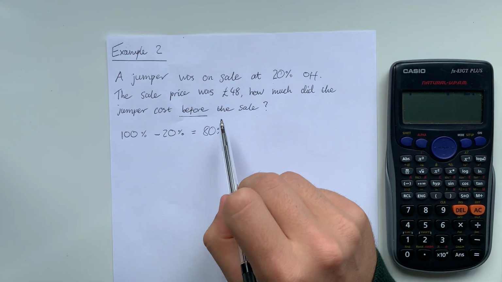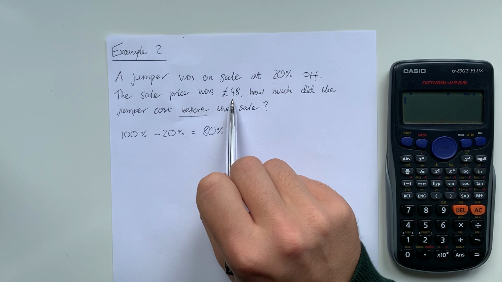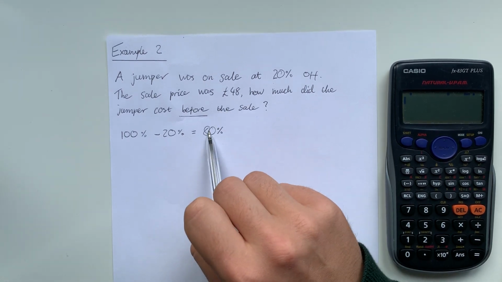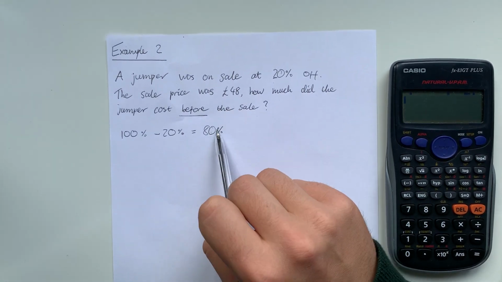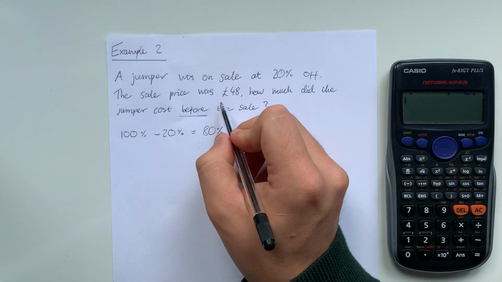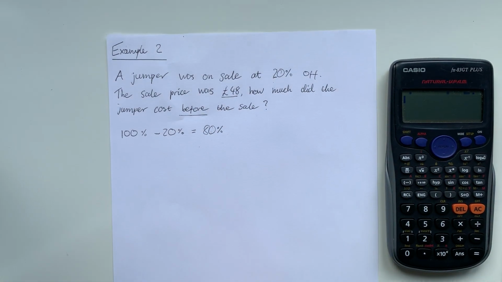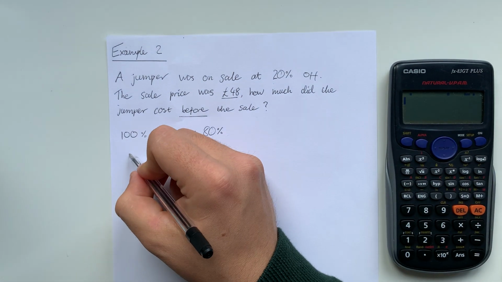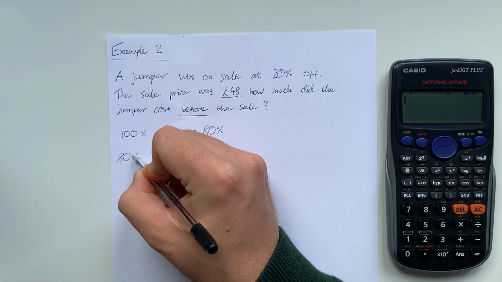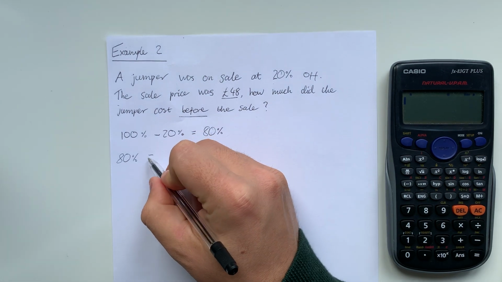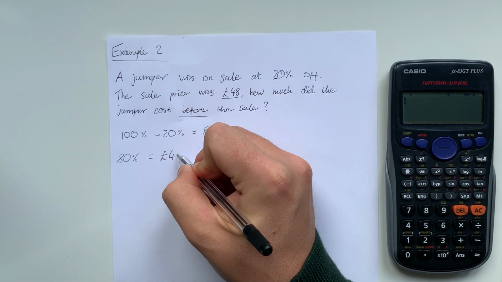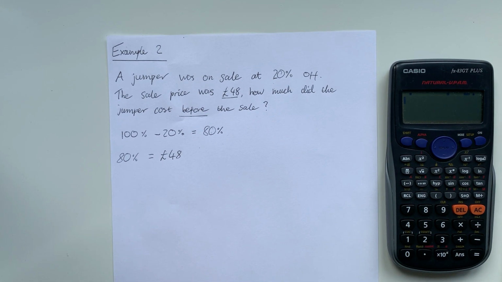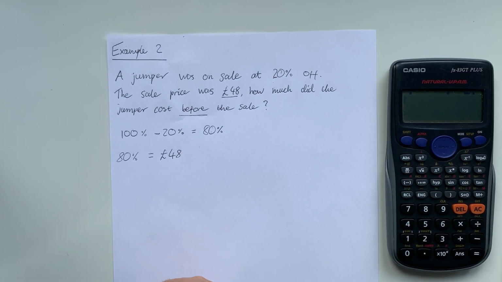So essentially, this sale price, this £48, is 80% of the pre-sale price, the original price. Okay, so that 48 there is essentially the same as that 80% there. So let's set up our equation as we did before. 80% of the original price is £48, like that. I've included the pound sign here because I've forgotten this time. You don't need to do that.